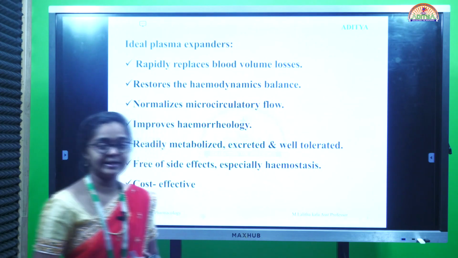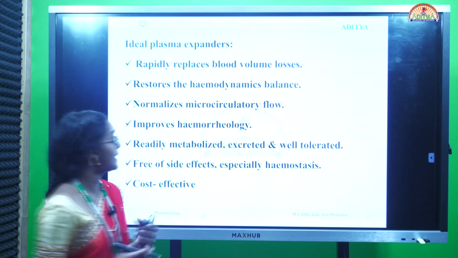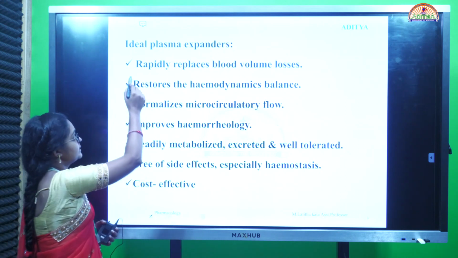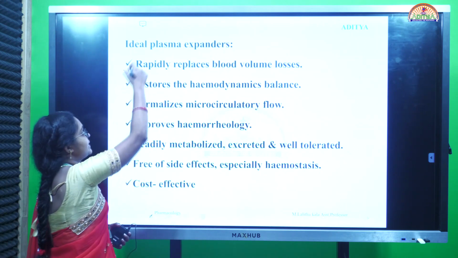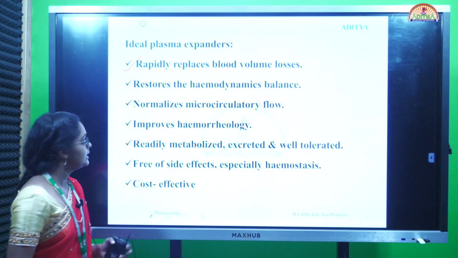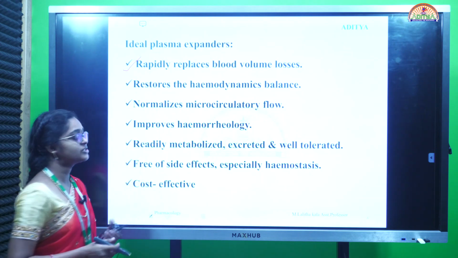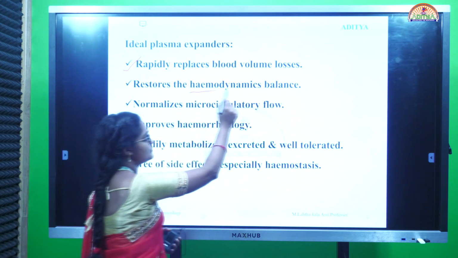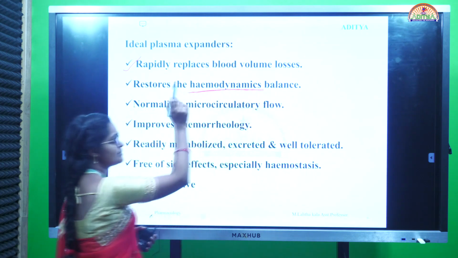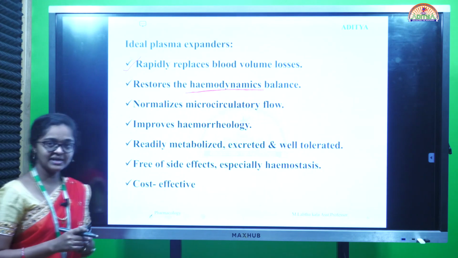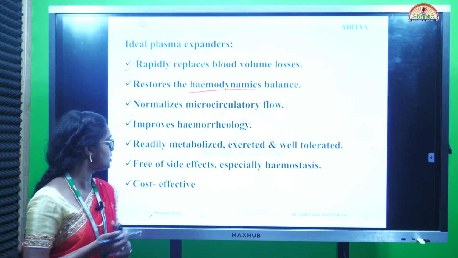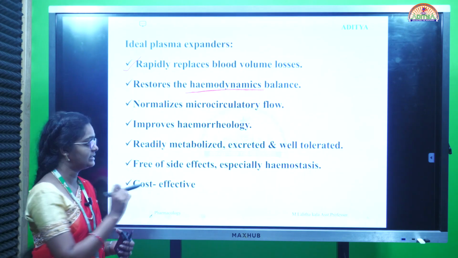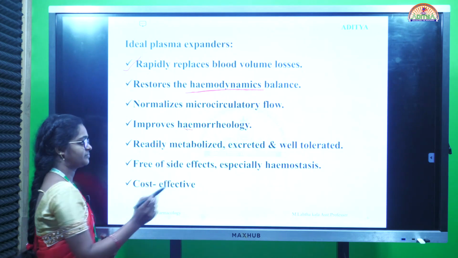Ideal plasma expanders. Ideal properties of the plasma expanders we have to discuss now. This includes rapidly replacing blood volume losses. Next, restores the hemodynamic balance. Next, normalizes the microcirculatory flow. Next, improves hemorheology, that means blood flow.